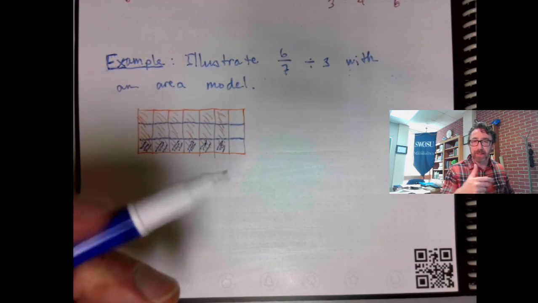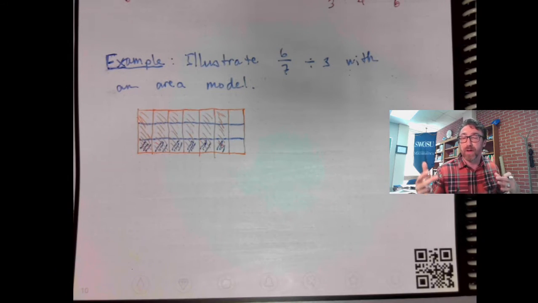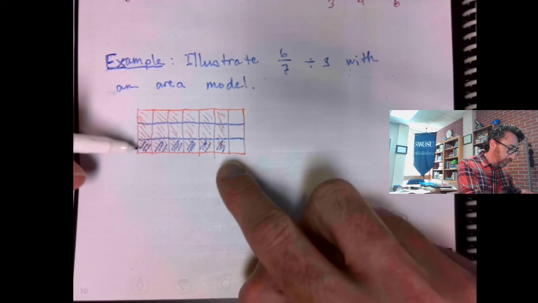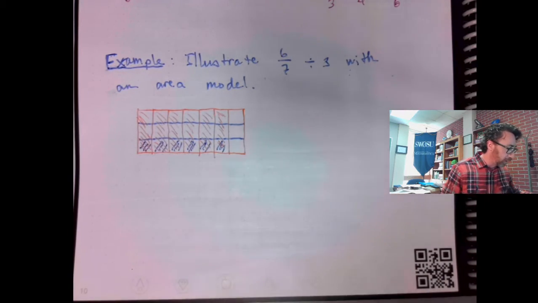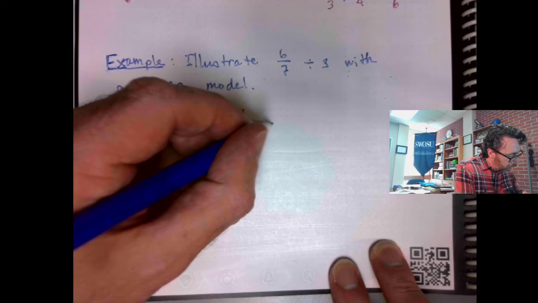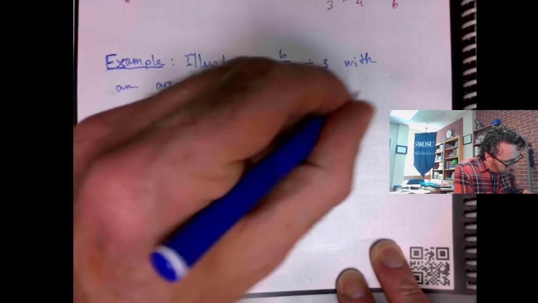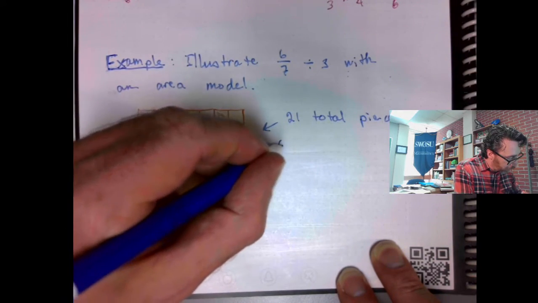If I'm talking about whole numbers, take 12 divided by 3. I take 12, I break it up into 3 equal pieces. Each of the groups would have 4 items in it. So I took my 6/7, I broke it into 3 equal pieces. So here's my result from the division there. So there's 21 total pieces.